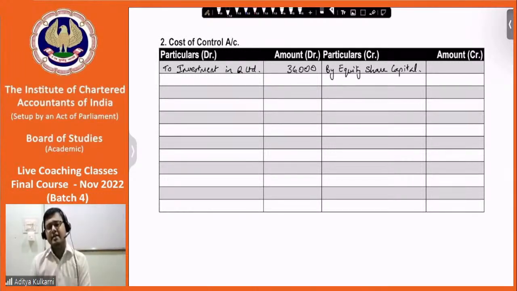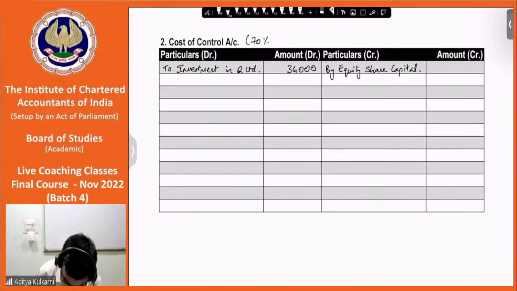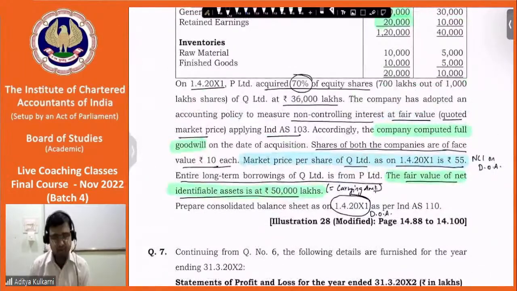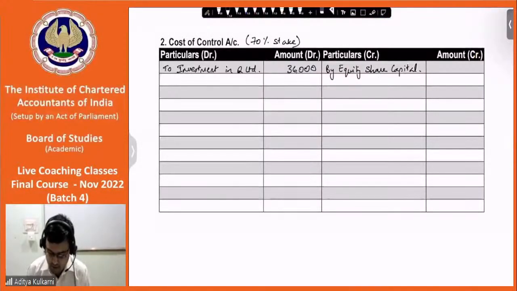Will I eliminate the full thing? No, we will eliminate only what is your stake. So in the cost of control account, you will have to write down what is your stake. This is for you to understand. So I have taken 70%, right? Here it is given. Acquired 70% of equity shares. So this is going to come here. 10,000 into 70%. So this comes to 7,000.